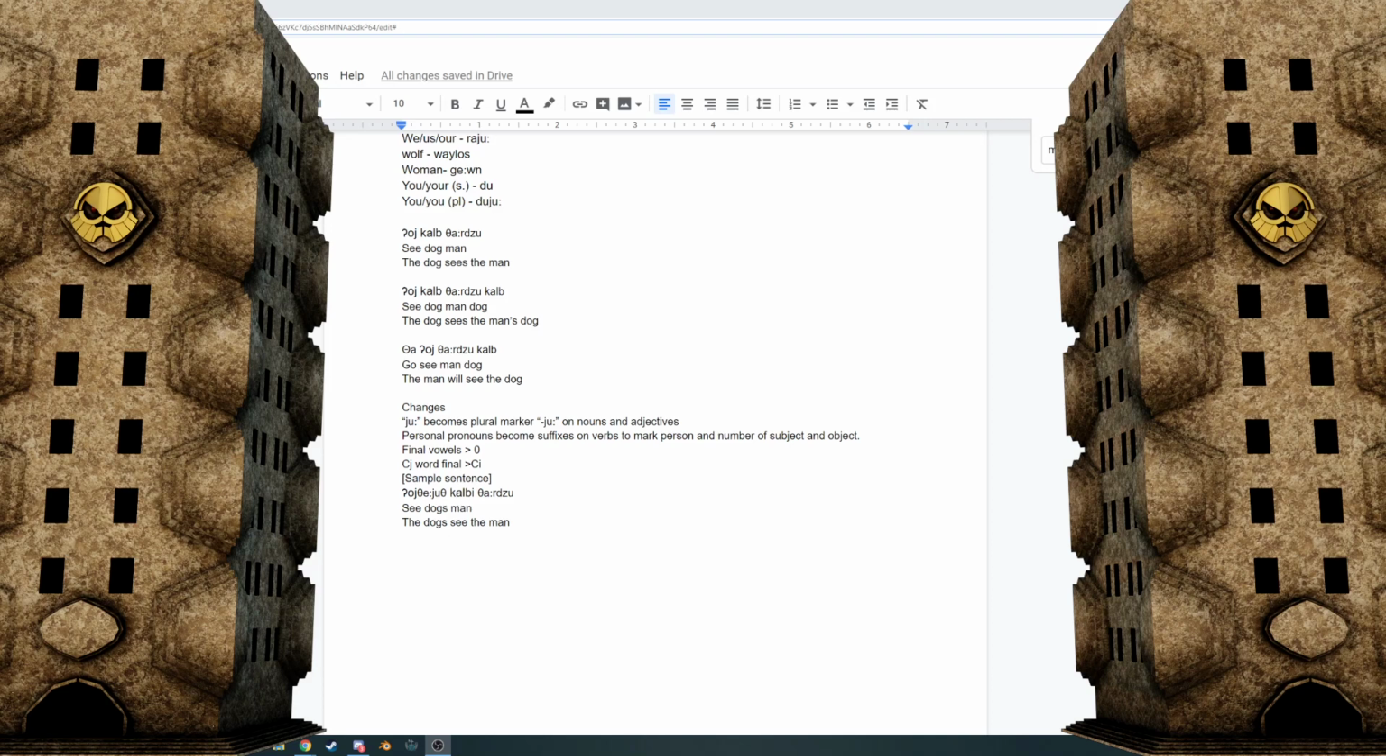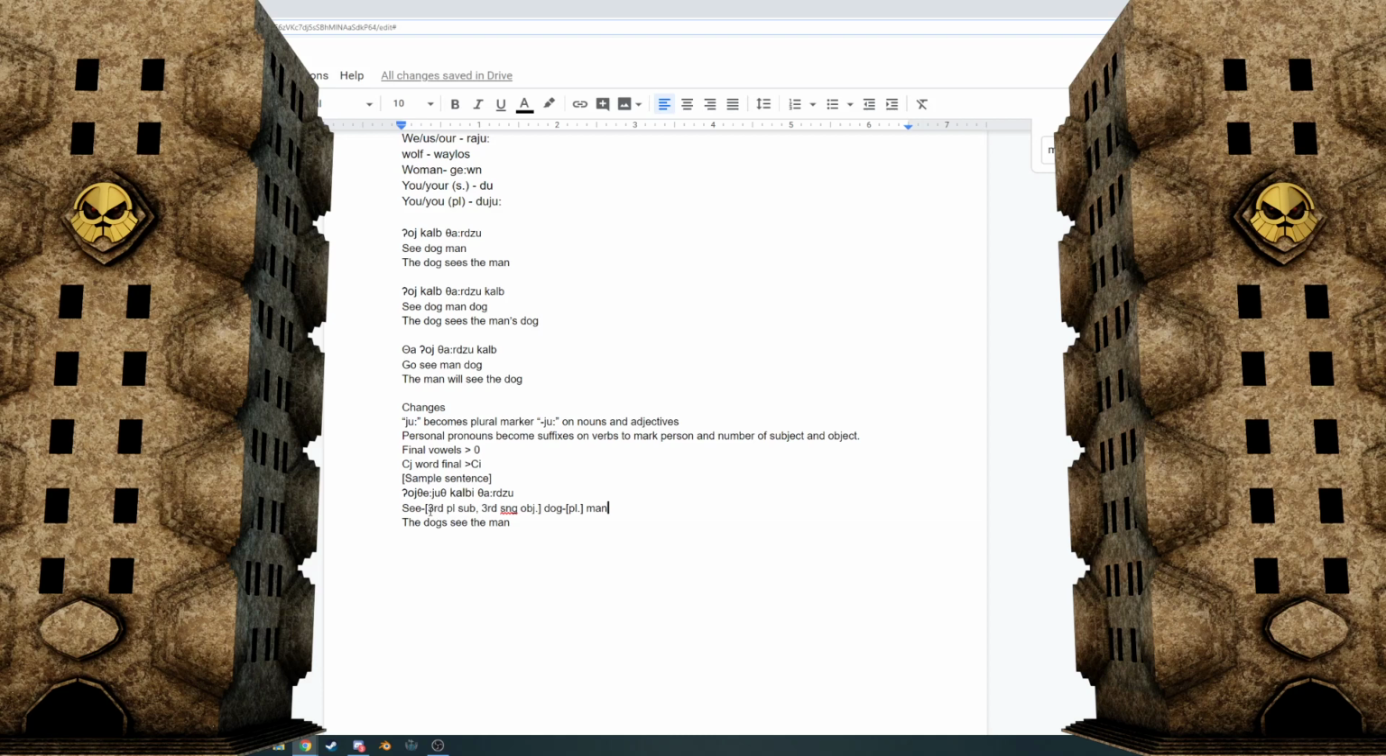Okay, so, sample sentence. C, and then we're gonna go with C, third, plural, subject, third, singular, objects. Dog. Oops. Plural. Man. Okay. So we're getting somewhat more complicated.